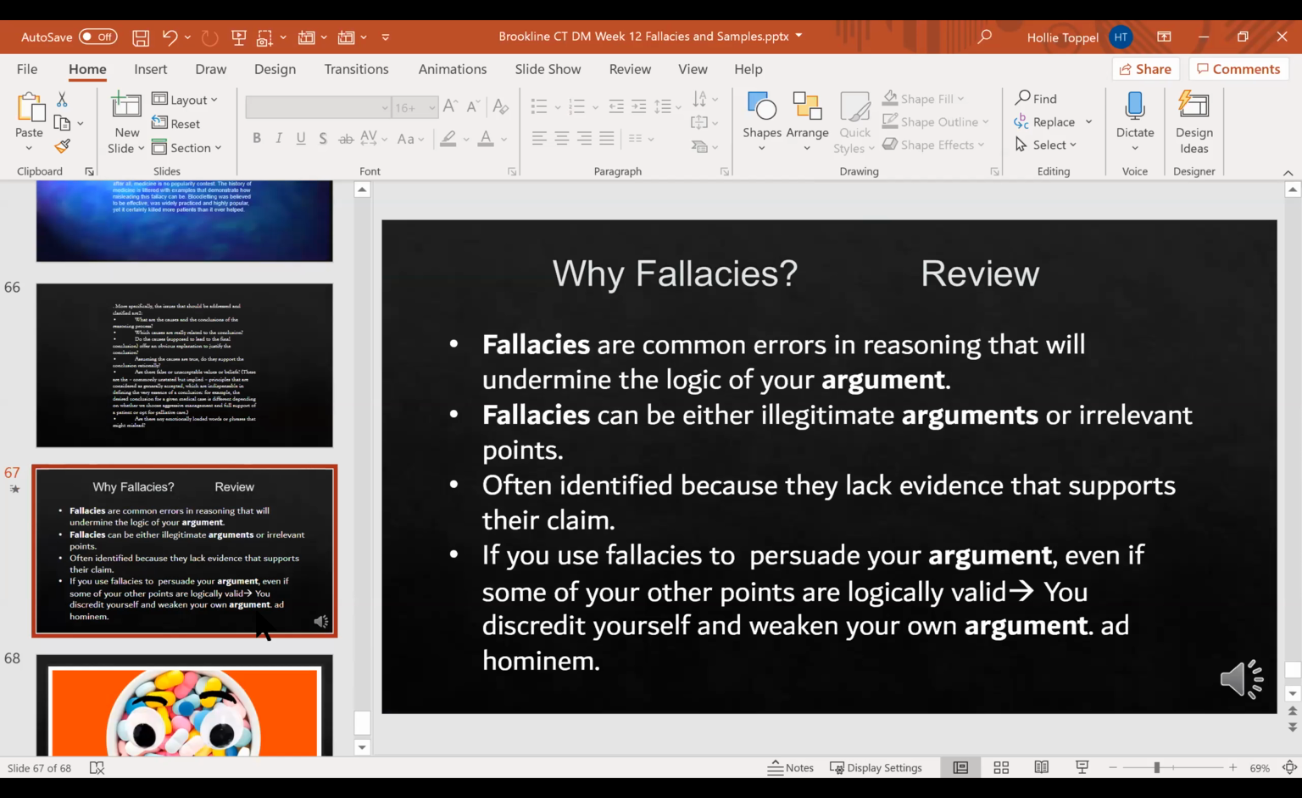what fallacies are happening. Can you use fallacies, this is the last point here, to persuade your arguments? Even if you have some of your other points logically valid, you don't do it, okay? Don't use fallacies. And as you probably saw, post-election and pre-election, there are a lot of fallacies going on. And it just discredits people.